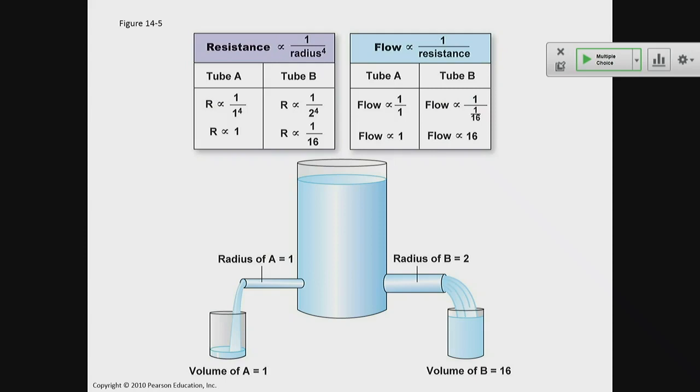And keep in mind that radius and resistance are inverse of each other, as you can see in this formula here. The radius here is on the bottom of this ratio. And that's also the main message of the slide up there. So the key to remember here is that relatively small changes in the diameter of the blood vessels can result in very large changes of the resistance.